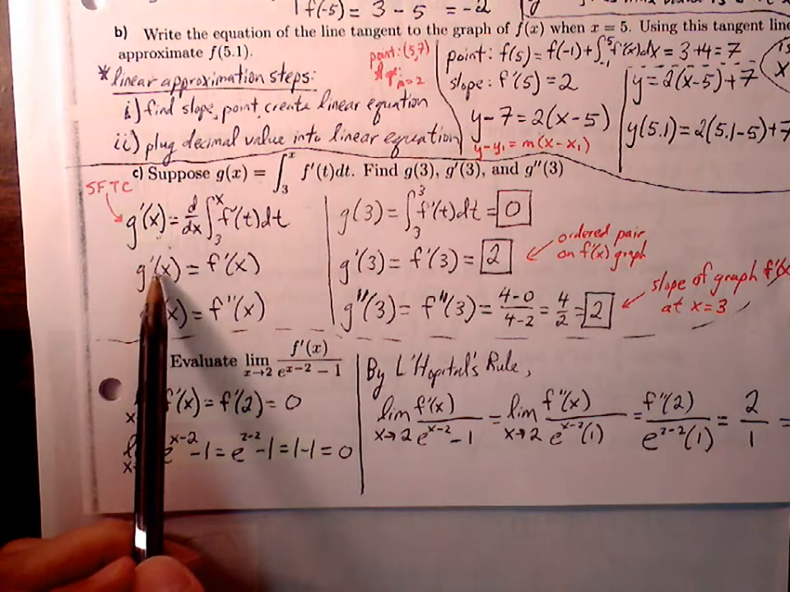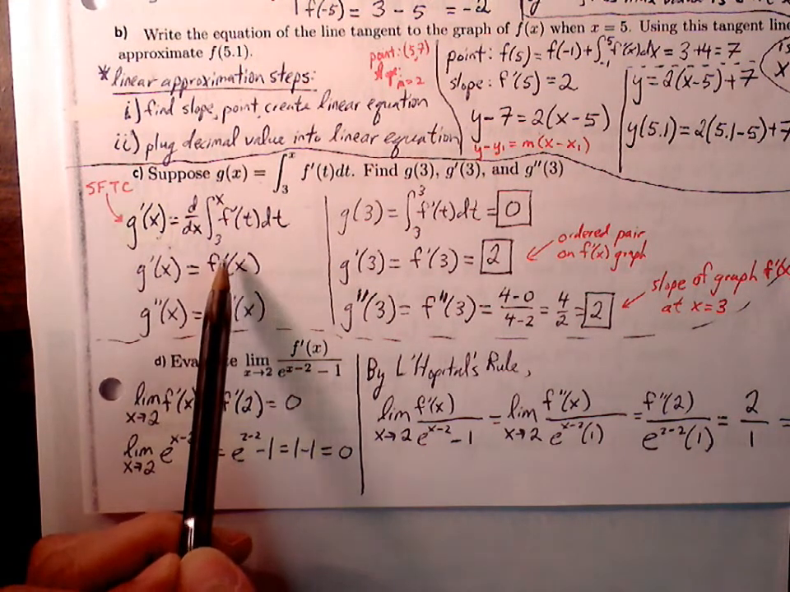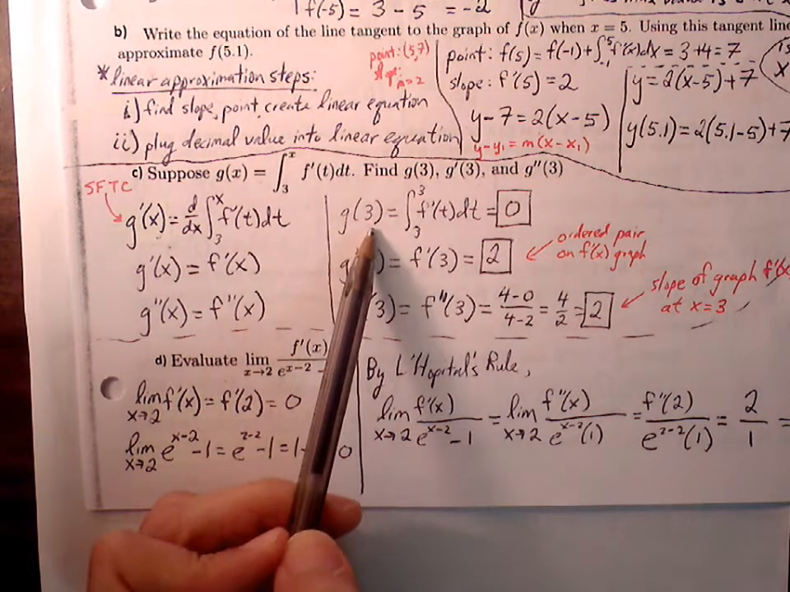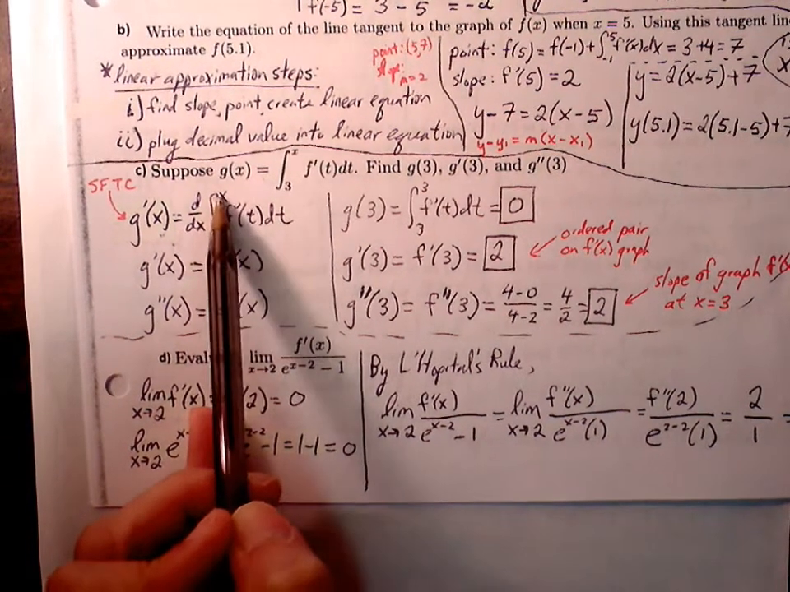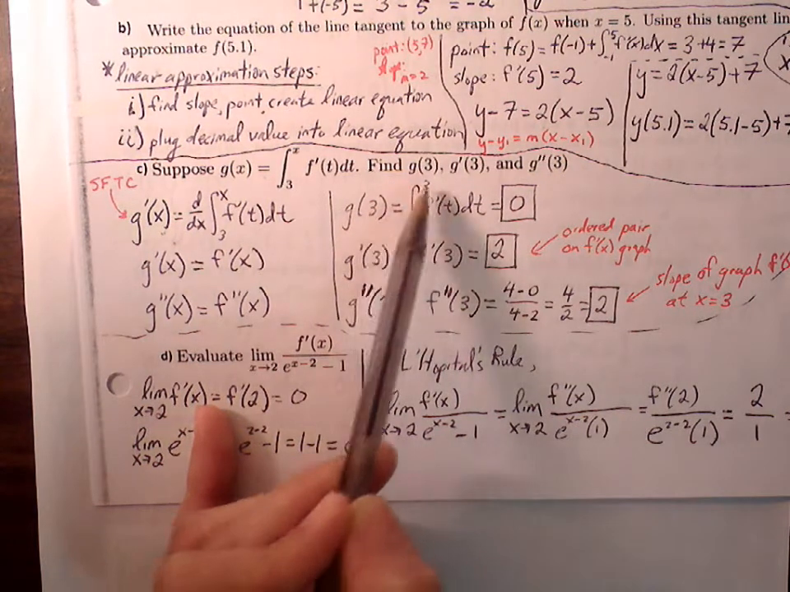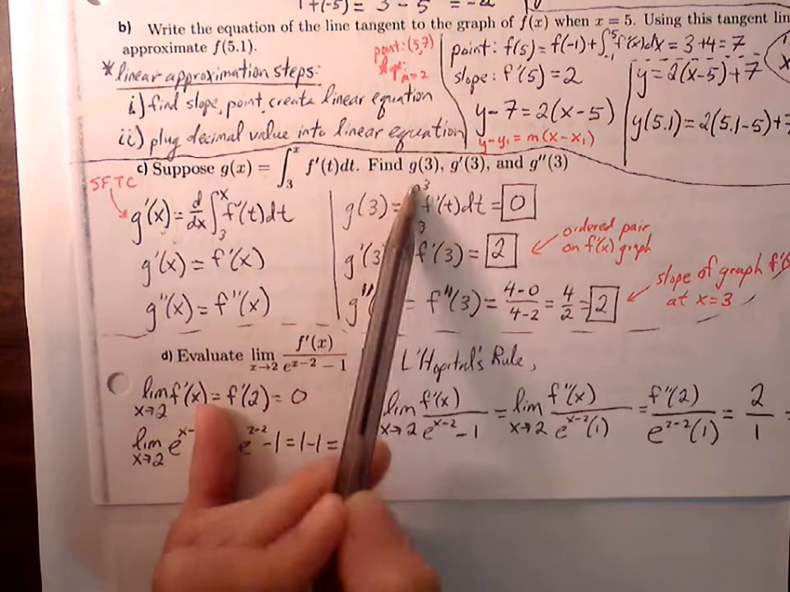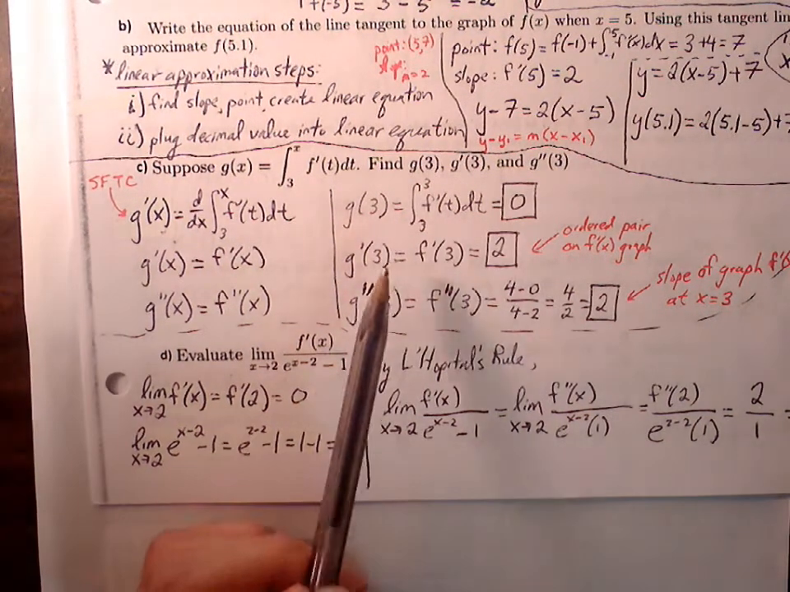And now if I want to find the derivative of g prime, it becomes g double prime, and therefore we can just follow that form. F prime becomes f double prime. So g of 3 is just the definite integral from 3 to 3. We just replace the upper bound with whatever x value we have here. Now, if our lower bound and upper bound are the same, there's no area for us to find, so that's always going to be 0.